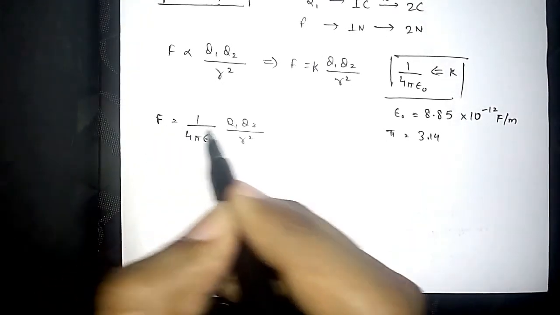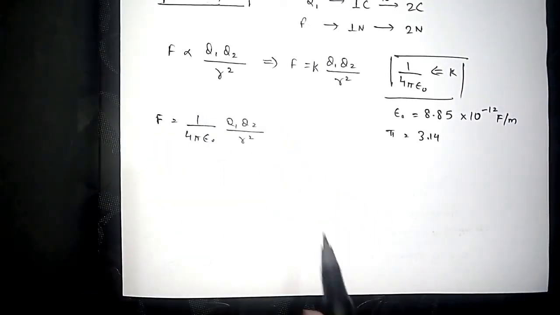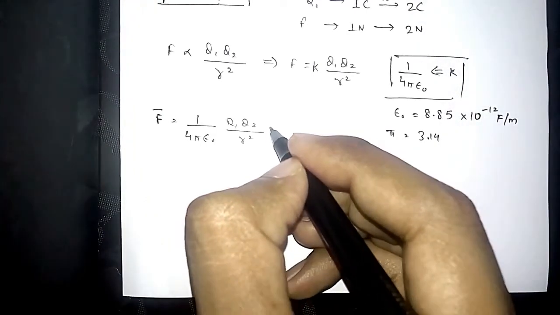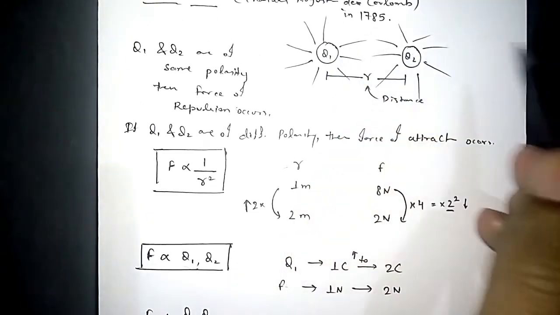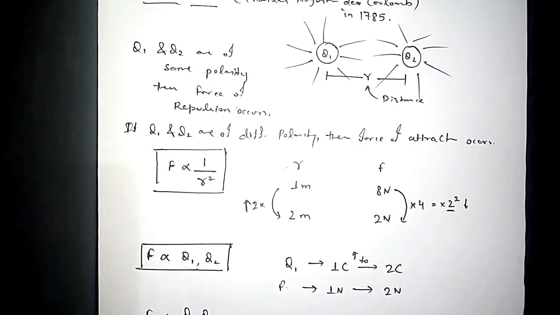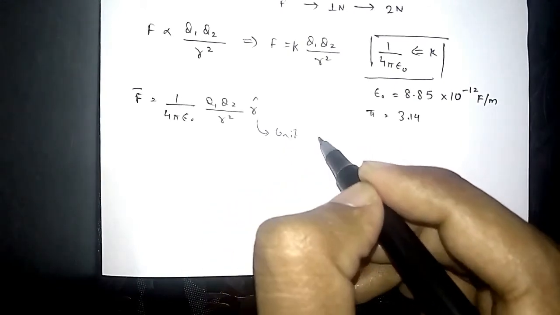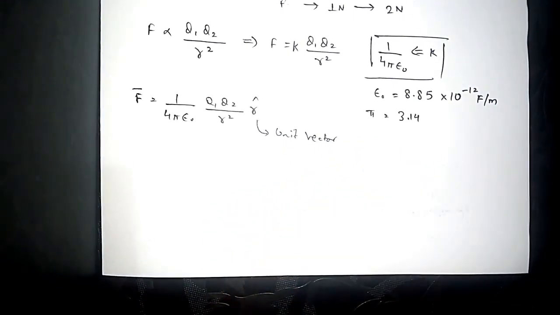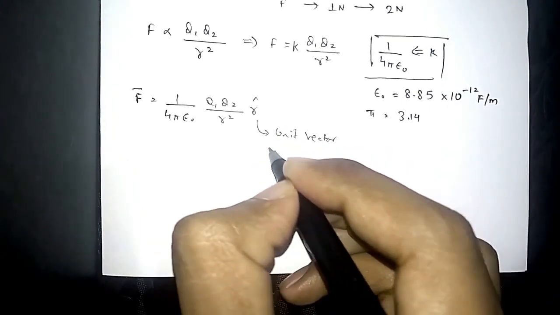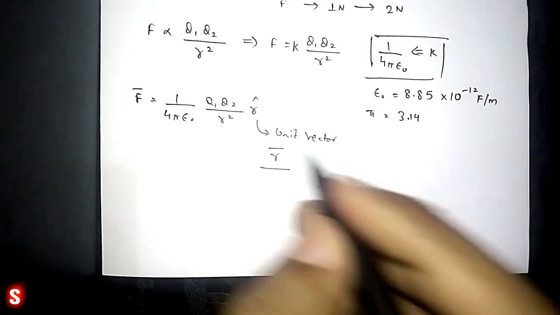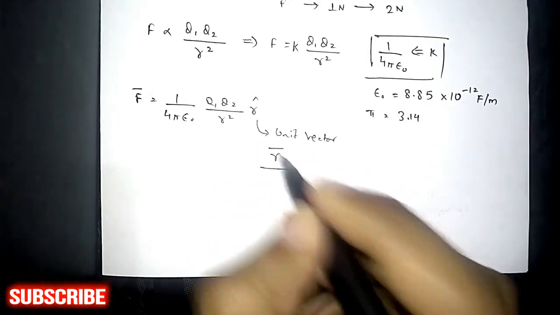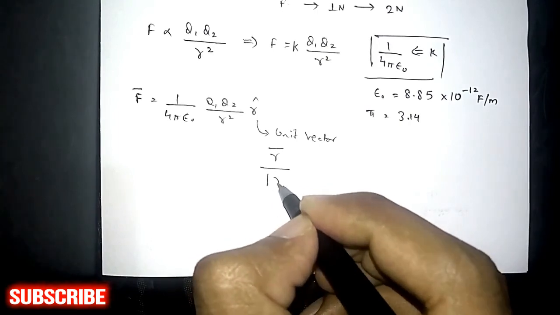But this is only the magnitude of force, and we all know that force is a vector quantity. So this is showing that force is a vector quantity, and force has the direction r cap, which may be from q1 to q2 or from q2 to q1. So this r cap is the unit vector, which is the vector r divided by the magnitude of r.